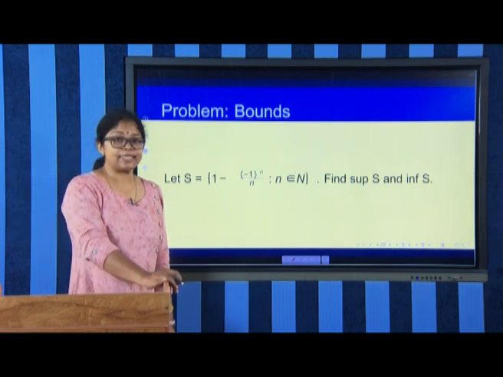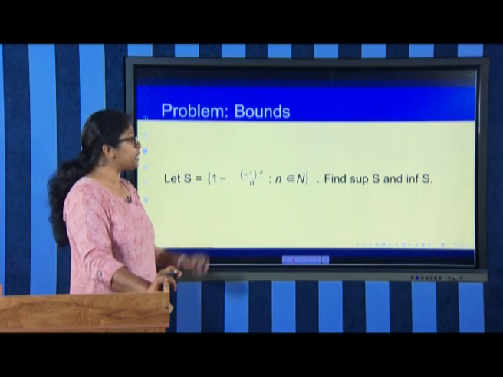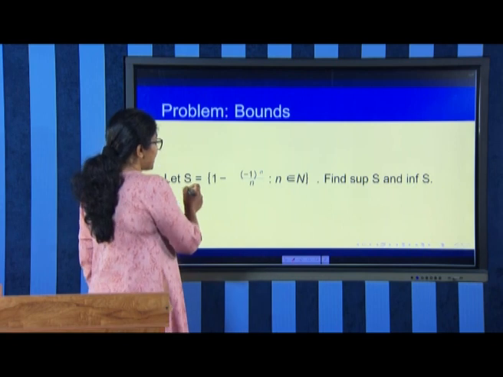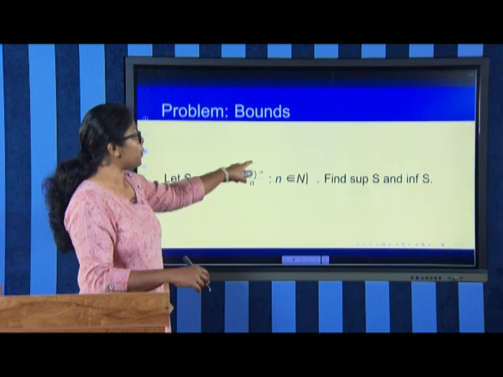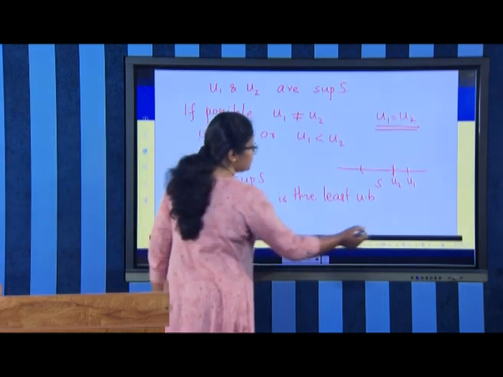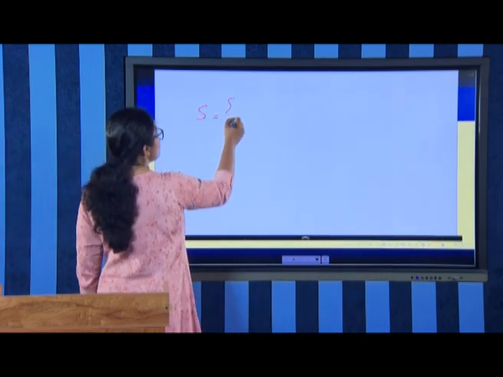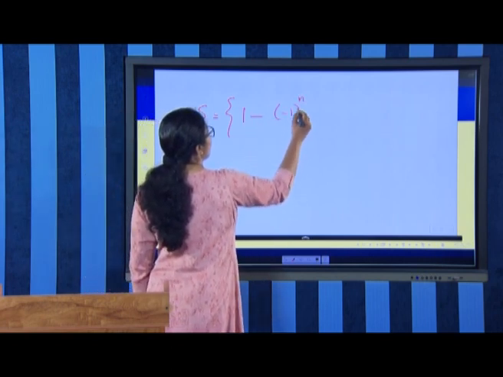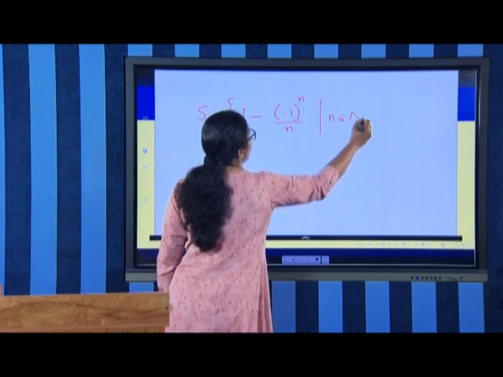Now, let us look at an example where we are asked to find the supremum as well as the infimum of a given set. So, we are given a set S equal to the set of all 1 minus negative 1 power n by n. So, let us see the set S given here. S is equal to the set of all 1 minus negative 1 power n by n, where n is a natural number.